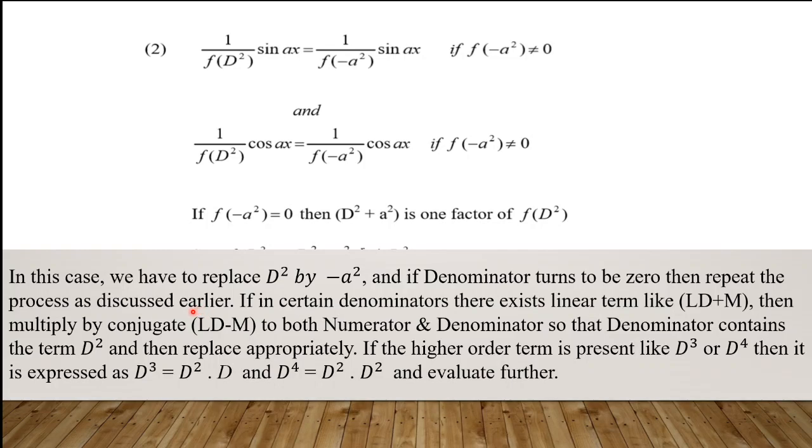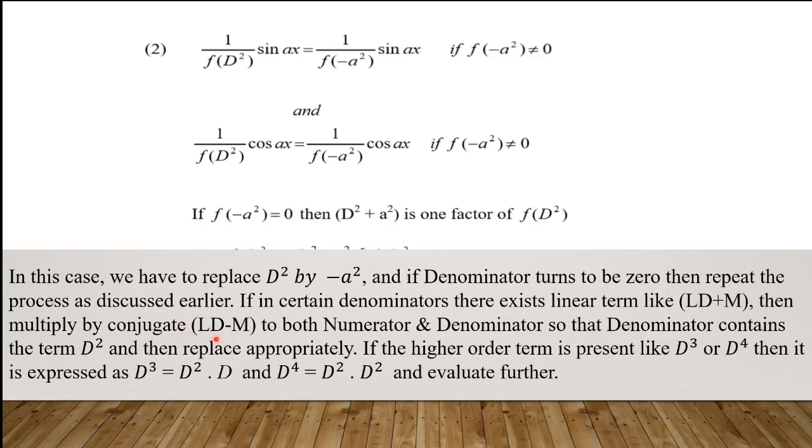But another situation or the practical difficulty what we can face here is certain denominators will contain a linear term like LD plus M. There is no term of D square, there is a term of D only, D plus 5. Then how you can simplify this particular term D plus 5? Because this rule says that replace D square by minus a square. I don't have any term containing D square, I have the linear term. Then I have to multiply that particular linear term by its conjugate.